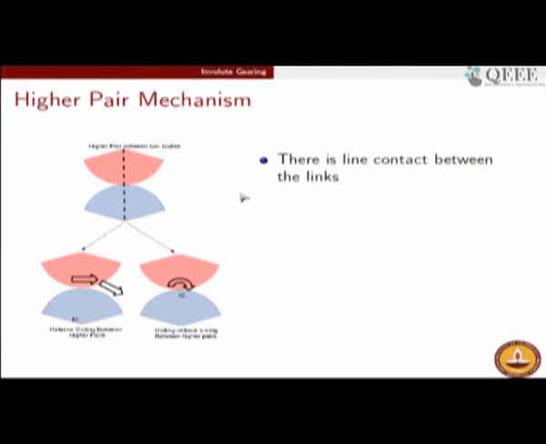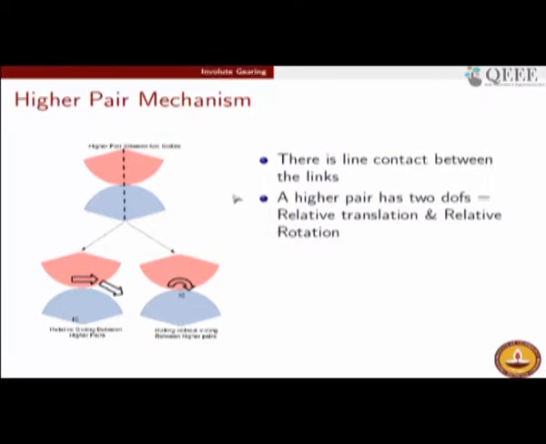Now, what is so special about higher pair mechanisms? As you can understand from this illustration, if I hold the blue body fixed, there are two possible motions that I can give to the red body. That is, I can have a curvilinear translation on this blue body. Contemplate the blue body to be fixed, in which case you can have either a curvilinear translation of the red body, so it can just translate on this surface, or, like a wheel does, it can have a no slip condition maintained at the point of contact, and it can rotate about this point of contact.